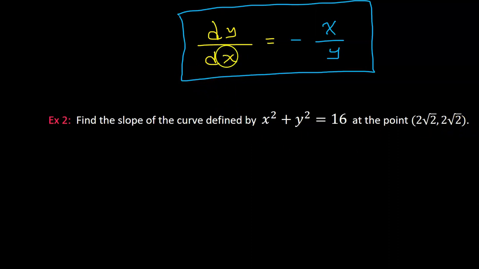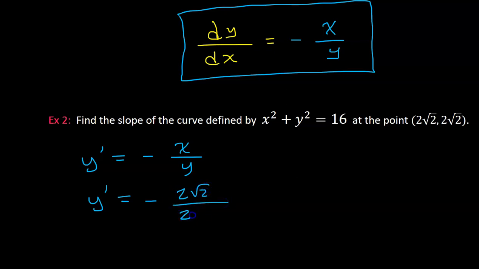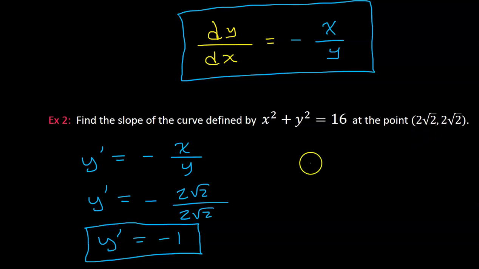In the previous example, we just found the equation for the slope of the curve at any pair of values x and y. So we can use that to answer this question. So y prime is equal to negative x over y. So that means y prime is going to equal negative 2 radical 2 divided by 2 radical 2. So of course that means that y prime is equal to negative 1. And that is the answer to the question. This is the slope of the curve at this particular point.